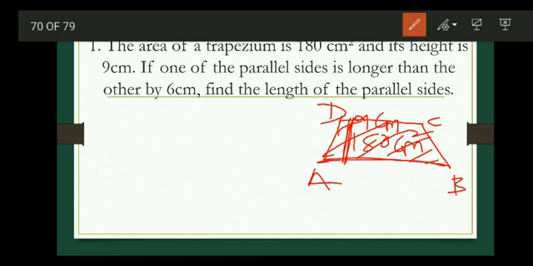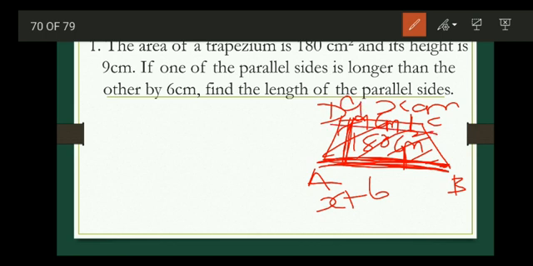So when comparing these two parallel sides, this side is longer. What they are telling is this side is 6 centimeter more than this side. Suppose DC is x centimeter, then AB will be x plus 6 centimeter. That is what they are telling. And they are asking us to find the length of the parallel sides. So we have to find out the length of these two parallel sides.